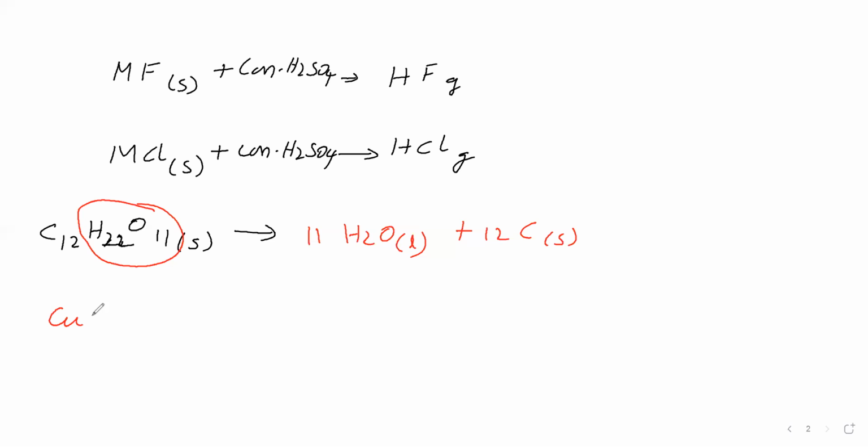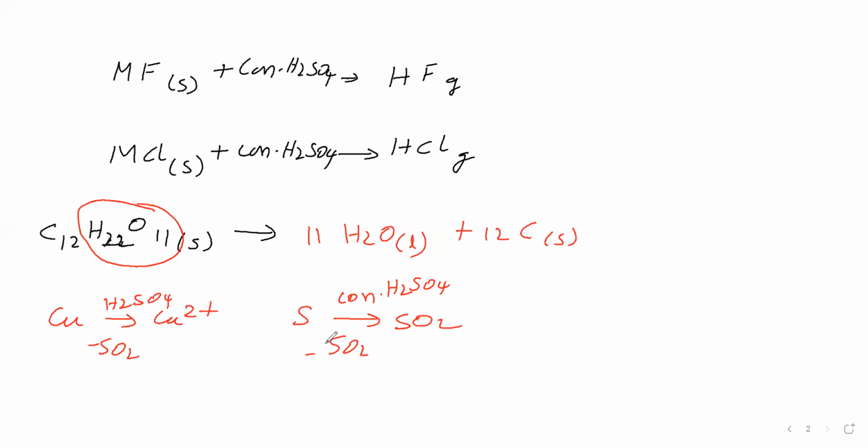Concentrated sulfuric acid converts copper into Cu2+, while concentrated sulfuric acid becomes sulfur dioxide gas. Concentrated sulfuric acid converts copper into copper ion. This copper ion takes sulfate and becomes copper sulfate. Concentrated sulfuric acid converts sulfur into sulfur dioxide. Concentrated sulfuric acid becomes what? Sulfur dioxide. Concentrated sulfuric acid converts carbon into carbon dioxide. Like this we can say.